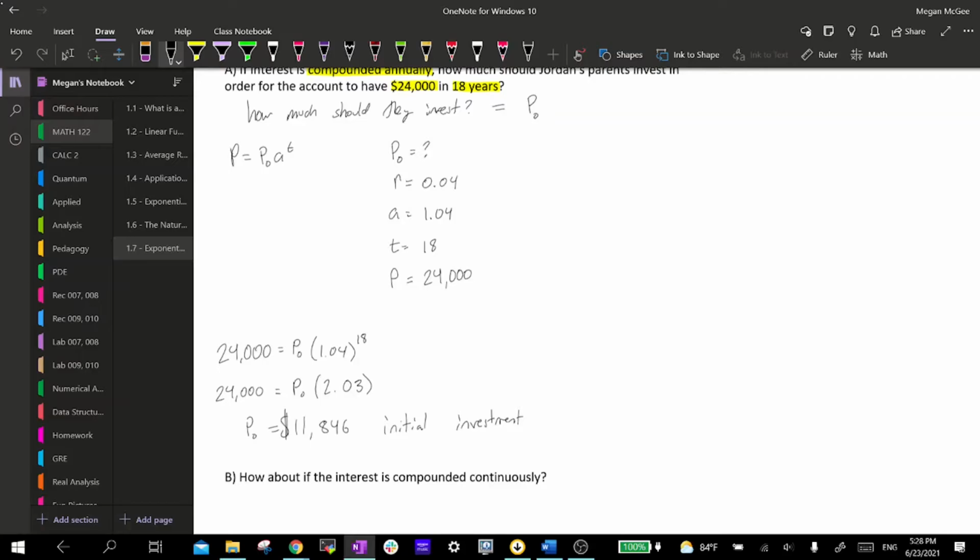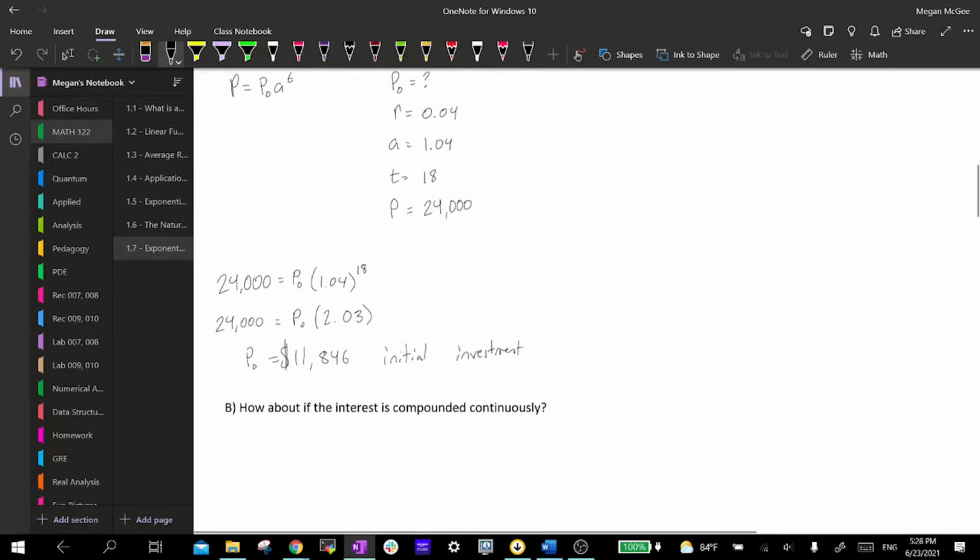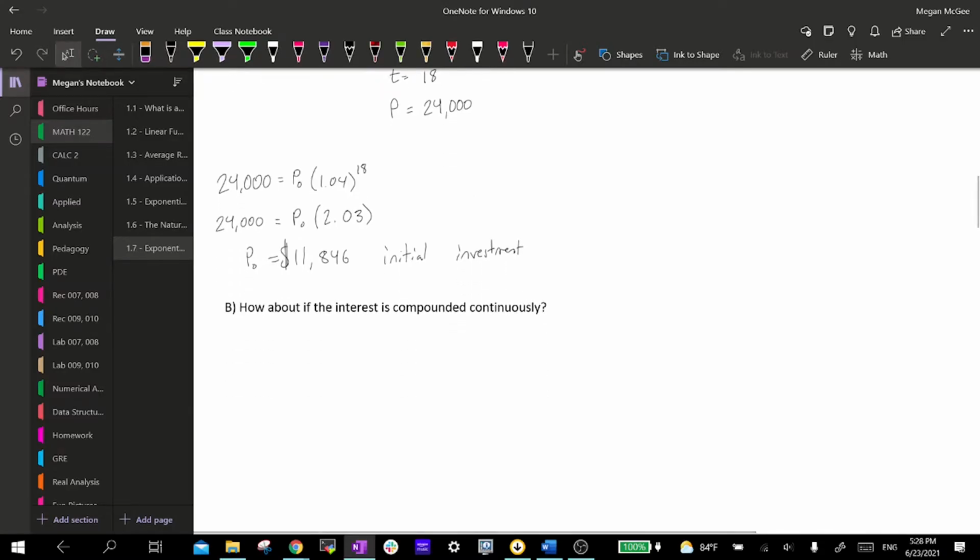All right, so if we wanted to double check this, we could plug this into our original equation and see if we get $24,000 after 18 years. All right, but Jordan's parents would need to start with $11,846. All right, in this case, we're not including change.